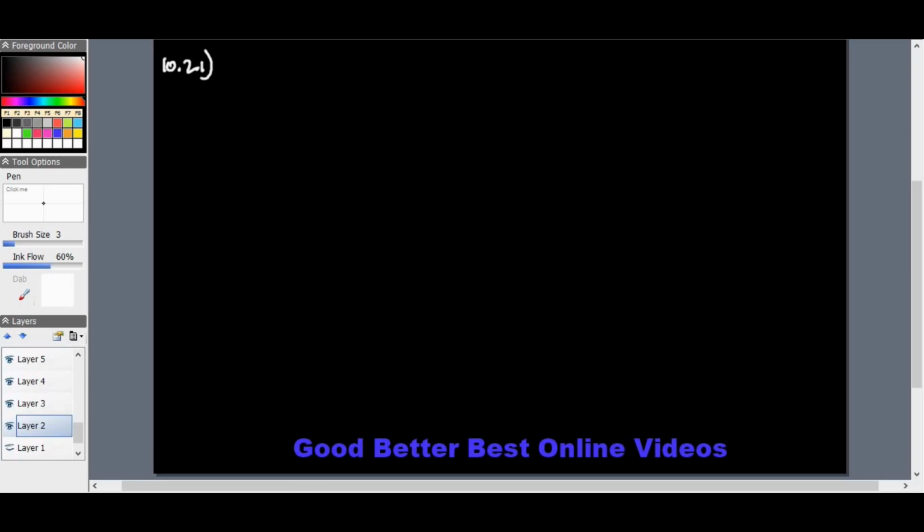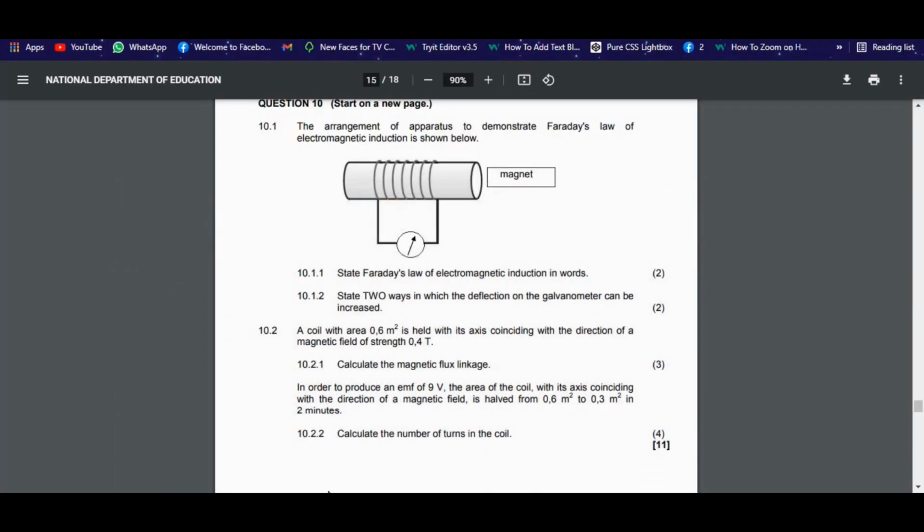Now 10.2.1 says a coil with an area of 0.6 meters squared is held with its axis coinciding with the direction of a magnetic field of strength 0.4 Tesla. So now they've told you the angle theta in that two-line little text there. They said the coil is held with its axis coinciding with the direction of the magnetic field. So in other words, its axis line is pointing in the same direction as the magnetic field lines. So it means there's no angle formed.